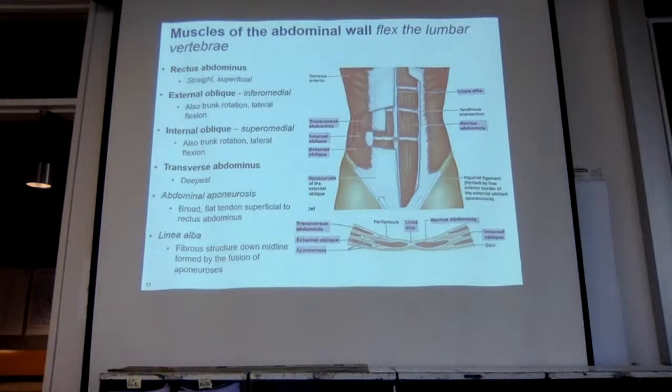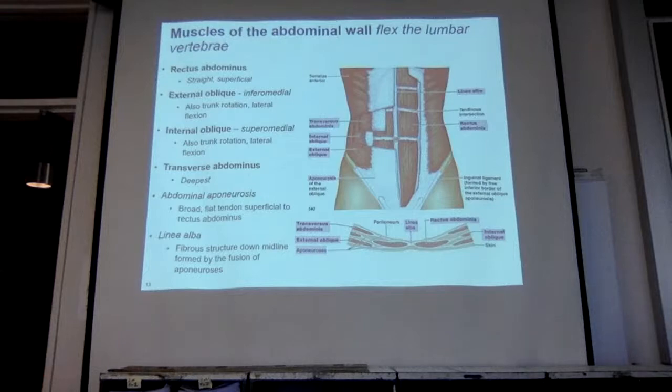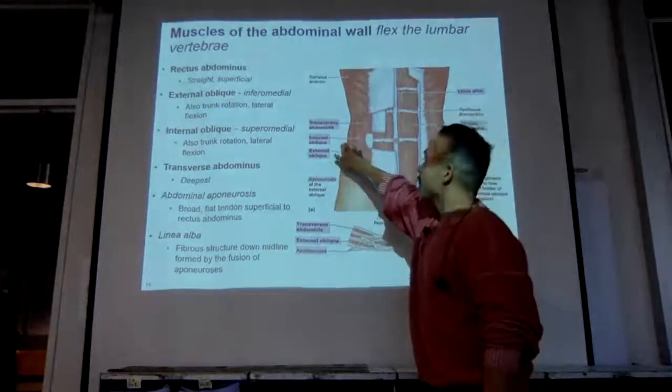You have 3 different oblique muscles. The one that's most superficial is the external oblique. You can see it's kind of pointing down and in towards the pubic area. External oblique points inferomedially. That's down and in. Inferomedially. External oblique.